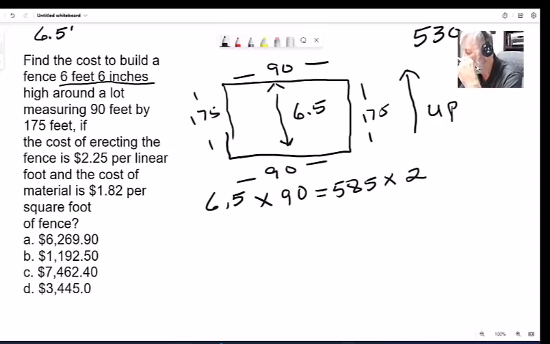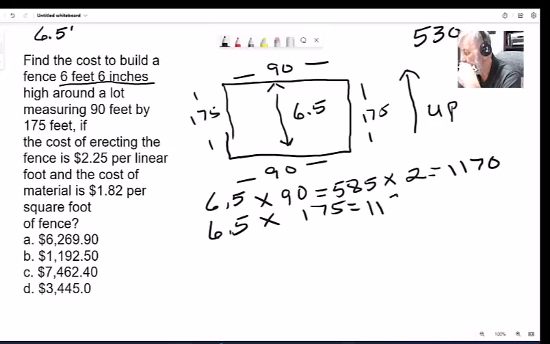So I'm going to take that times 2, and that equals 1,170 feet. Well, I'm done with the 90 feet side. So now I got to take 6.5 times 175, and that equals 1,137.50. Okay? But I've only got this one side, so I got to multiply that times 2.